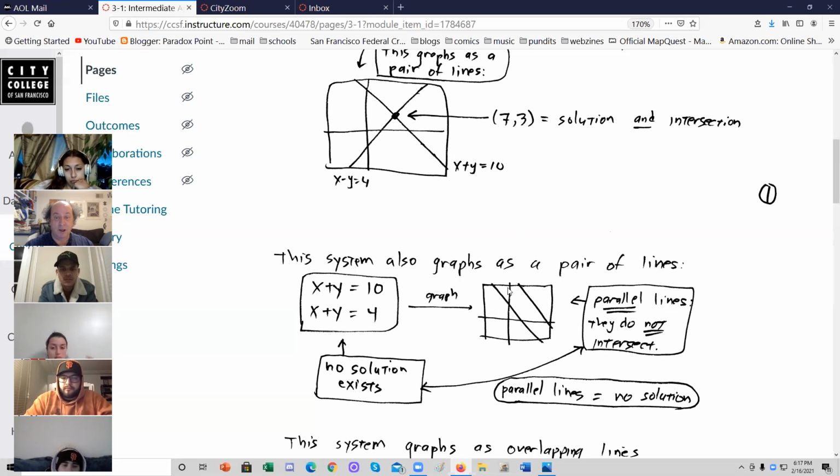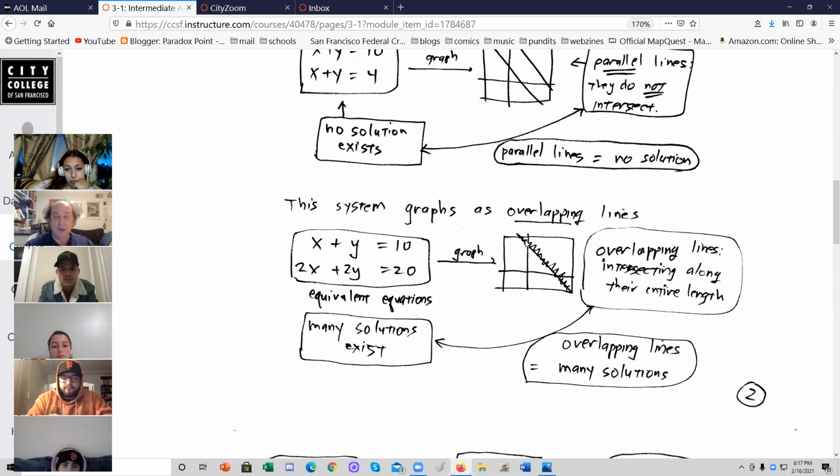Intersecting lines, parallel lines. The third possibility is lines that overlap. Here's the equation x plus y equals 10. Here's the equation 2x plus 2y equals 20. These are equivalent equations, so they graph to the same line. Overlapping lines, so they intersect along their entire length. So there are many solutions.